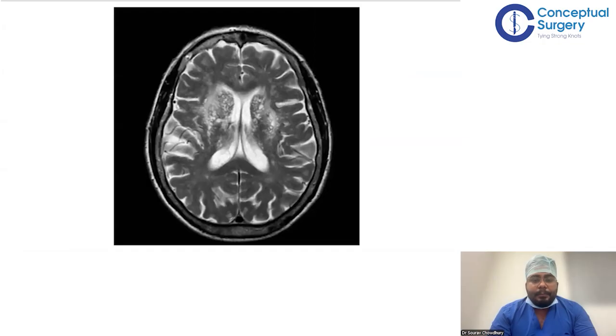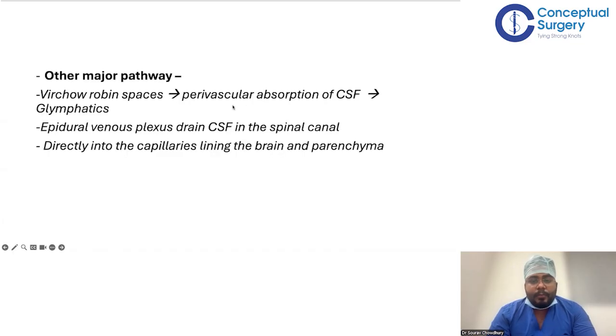Another pathway they have proposed: you can see these are the ventricles, the lateral ventricles. There are multiple small cystic pockets of CSF-filled areas. These are called the Virchow-Robin spaces. Generally, vessels are present in these spaces, and in the perivascular region around the vessels, the CSF accumulates, and finally drains into the capillaries, into the vessels. So these are the Virchow-Robin spaces.